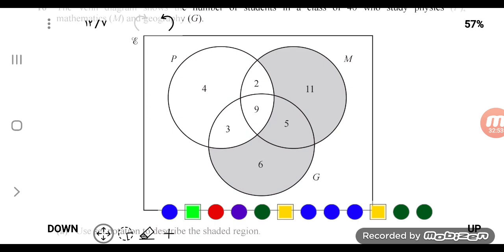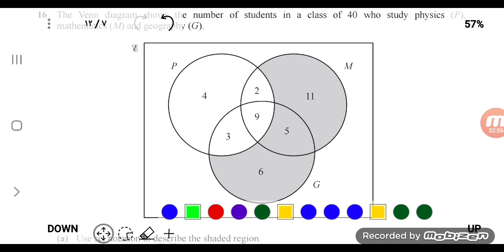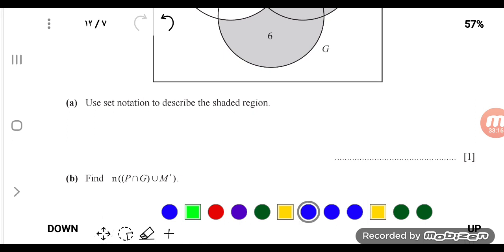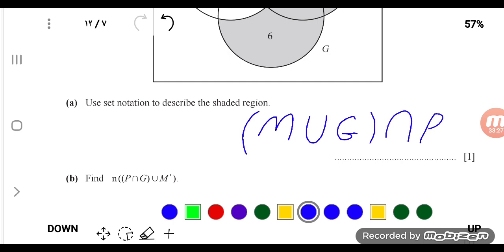Now, if you look at the shaded region, the shaded region is outside P. So bear in mind you have here P prime, because the shaded region is outside P. And then the shaded region is inside the union of M and G. So that will give you the set notation for this: M union G, intersection P prime. Because it's outside P, so there's the common between P prime and the union of M and G.